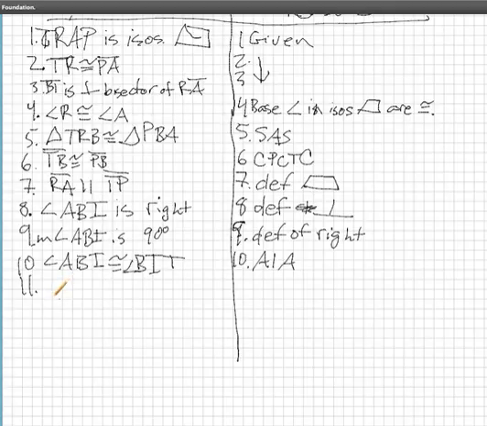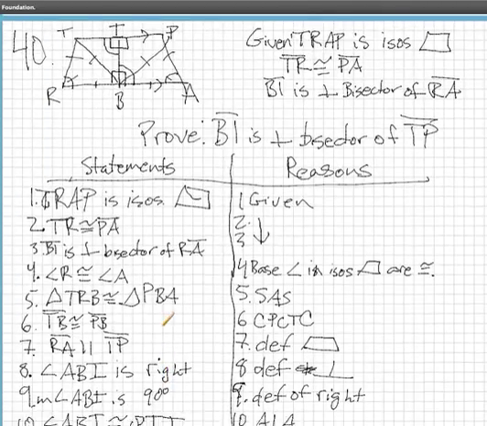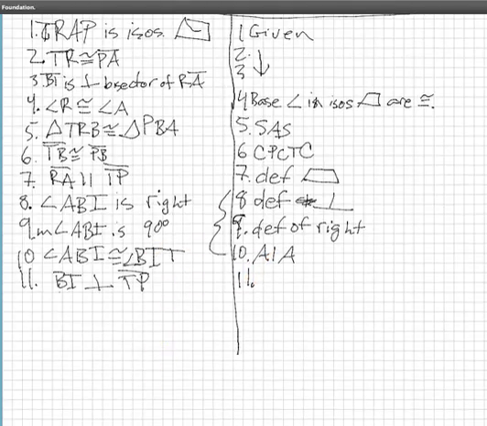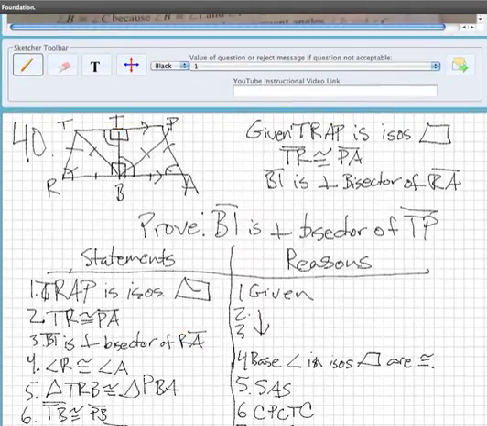So we'll say that BI is perpendicular to TP, right? And we're skipping a few steps, but it's basically the reverse of what we just did right here. And we also know that it's 90 degrees. Both of these are 90 degrees. So that means the triangles are right triangles.